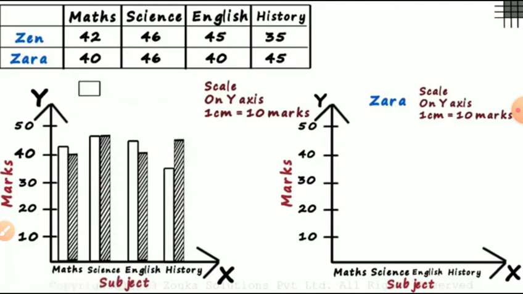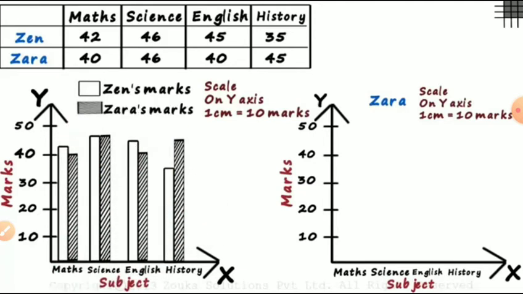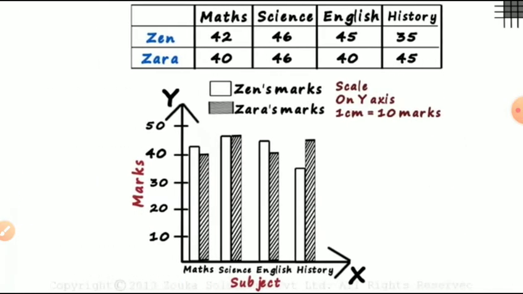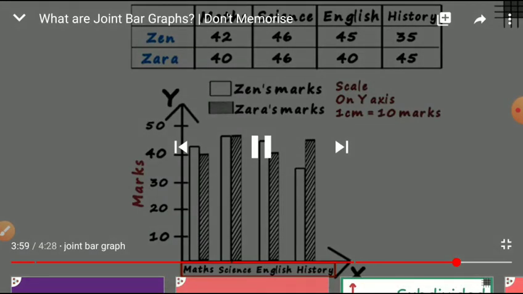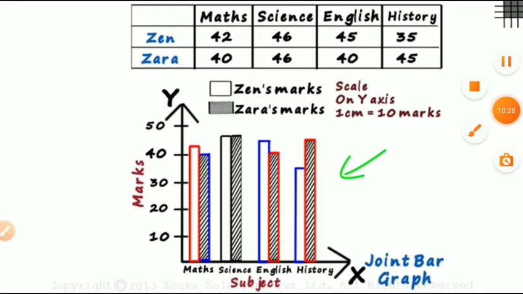The white bars represent Zen's marks. The shaded bars represent Zara's marks. Now it's simple to compare the performance of Zen and Zara in these four subjects. In comparison with Zara, Zen has scored more in maths, less in history, more in English, and equal in science. This is called a joint bar graph. We represent two sets of data on one graph so that we can easily compare them.